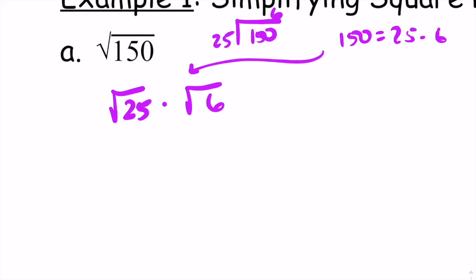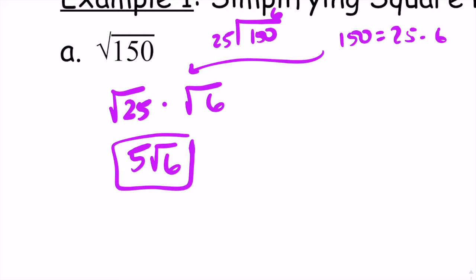Okay, so from here, I did step 2. Step 1 was to identify 25 times 6. Step 2, we broke it apart. Step 3 is to simplify. Well, square root of 25 is 5. Root 6 can't be simplified, so I leave my answer as 5 root 6.